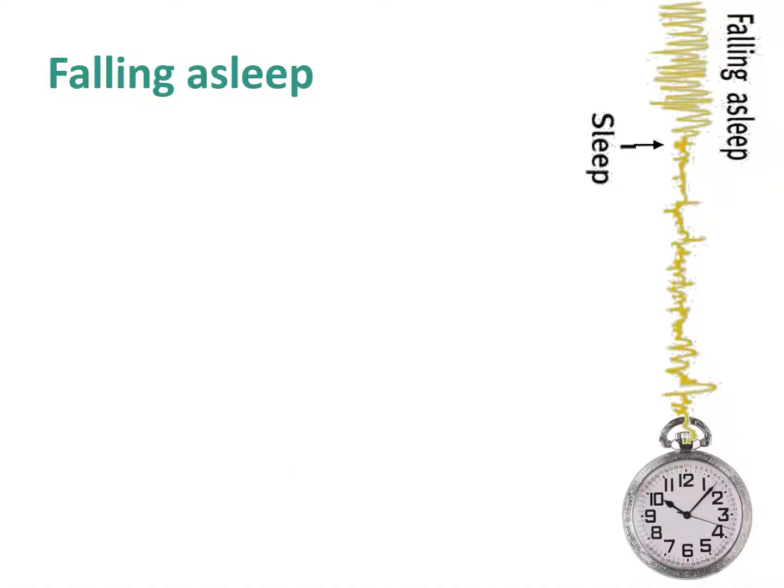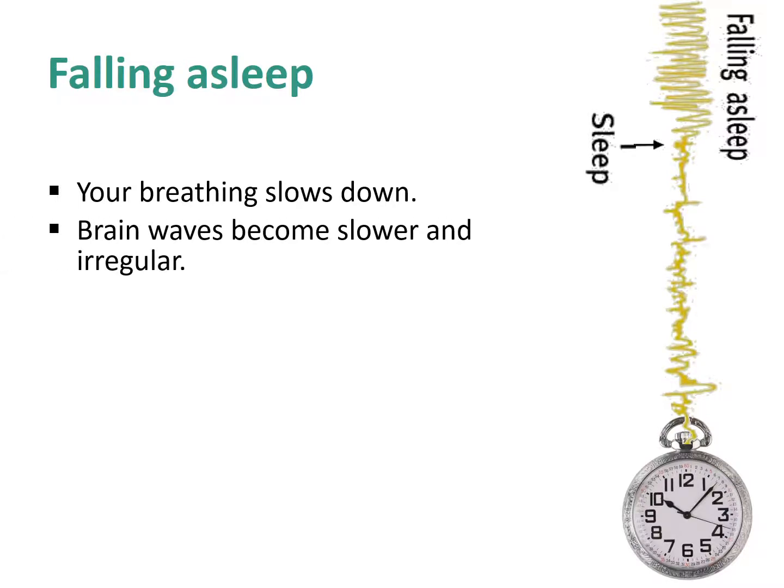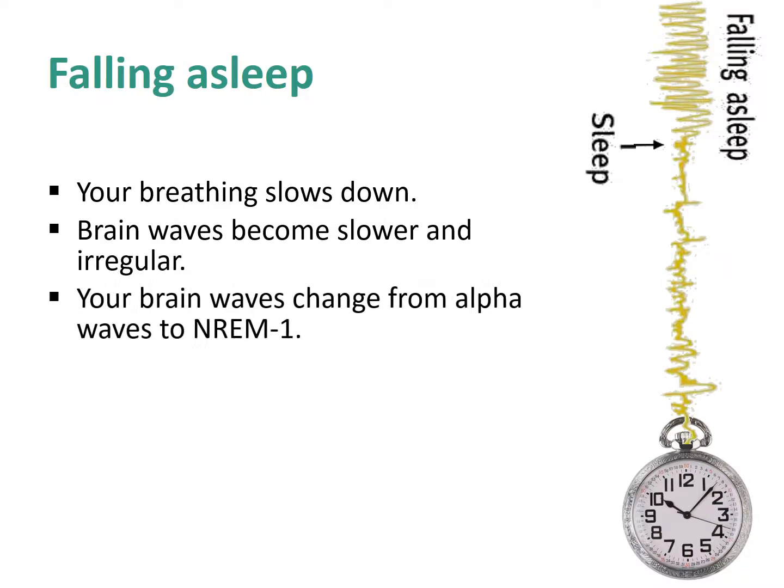Now you're starting to fall asleep. Your breathing starts to slow down. The brain waves become slower and irregular. You slowly change from alpha state, which is relaxation, to something called non-REM 1. Non-REM 1 is the initial first stage of sleep. Non-REM 1 only occurs once a night on average, at the very beginning of sleep, and only lasts between 10 and 15 minutes.